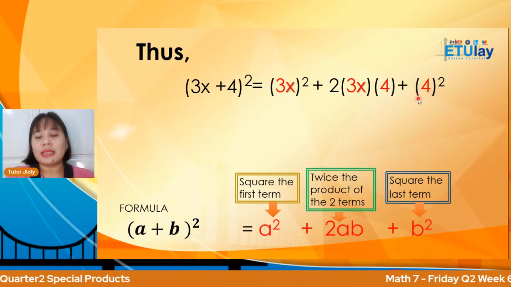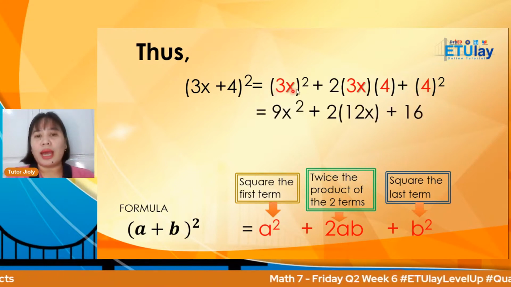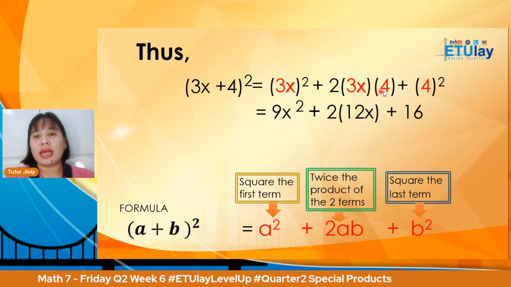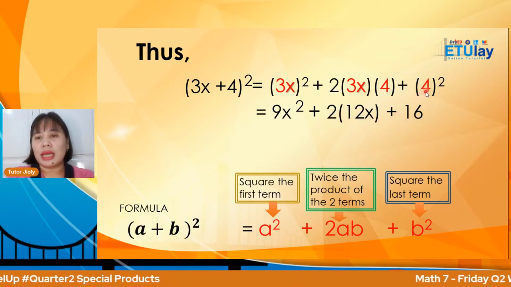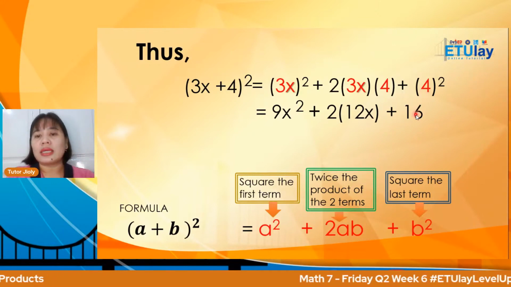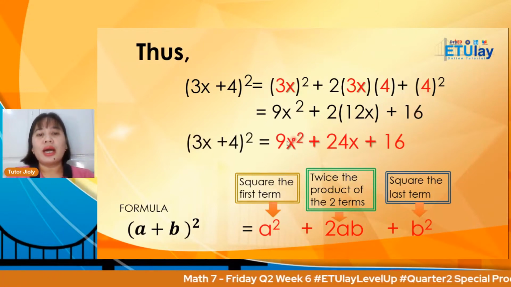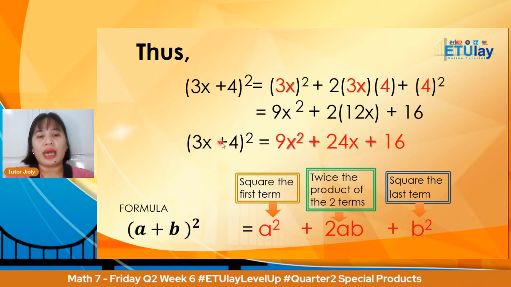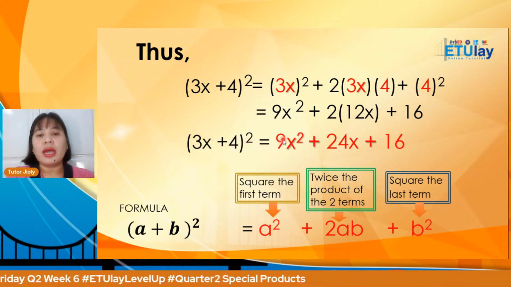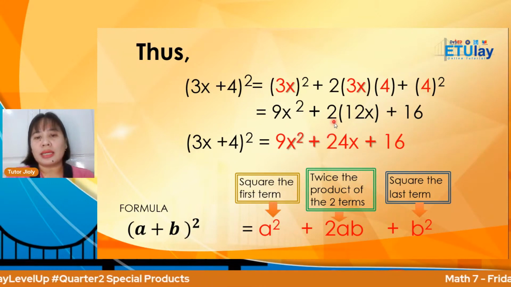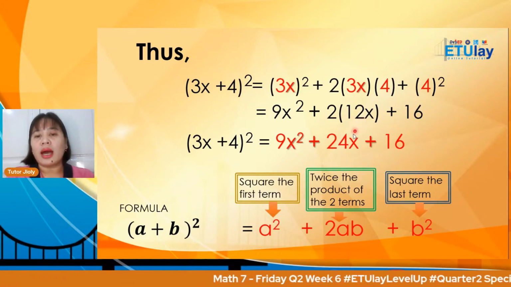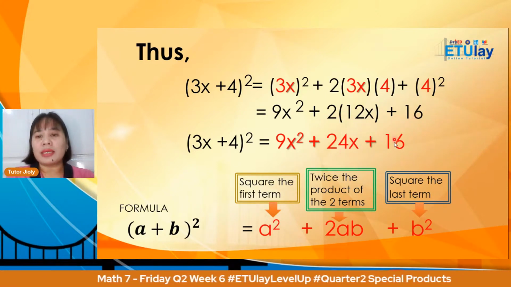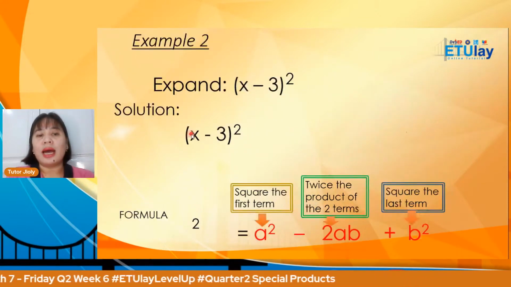Then, after that, simplify na po natin. So, we have 3x raised to 2, that is 9x raised to 2. Then, we have 3x times 4, that is 12x. Multiply natin sa 2 plus 16 kasi 4 times 4, that is 16. So, now, the answer is 9x raised to 2 plus, kasi bakit naging 24? 2 times quantity of 12x, that is 24x. Plus 16. So that will be the answer.